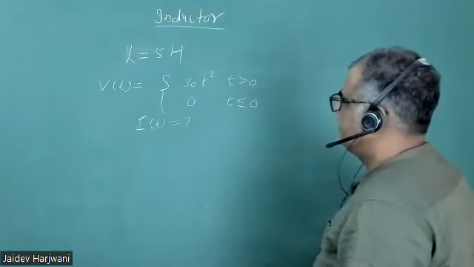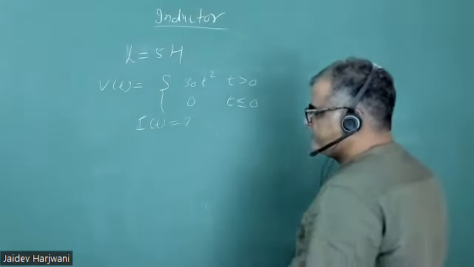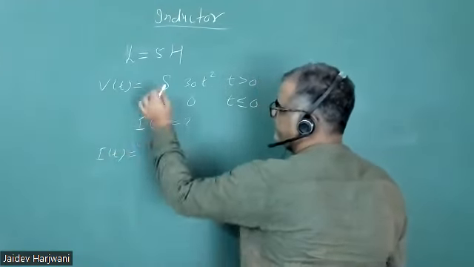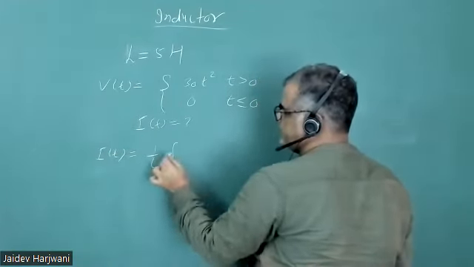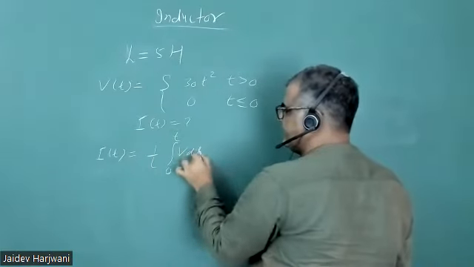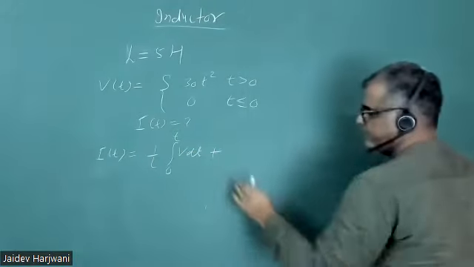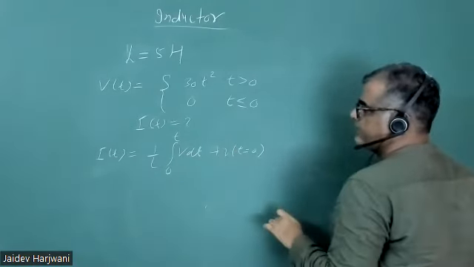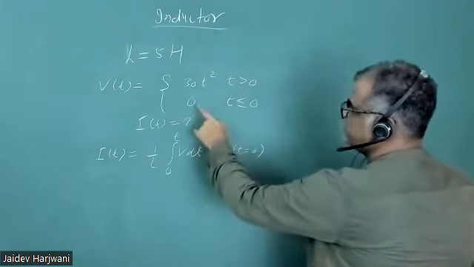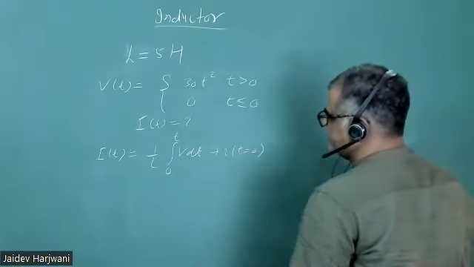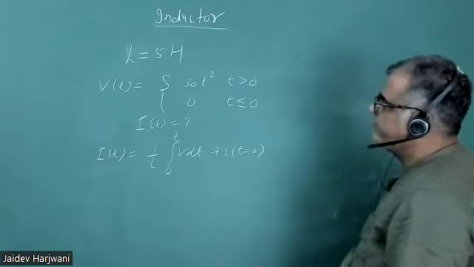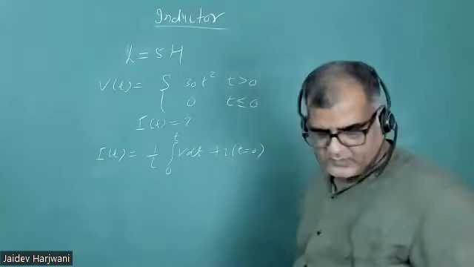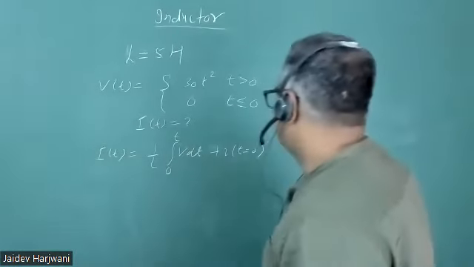So what is the formula? The formula is I(t) is 1 upon L integral from 0 to t of v dt, plus I at t is equal to 0 time. Okay, so at t is equal to 0 time, it is given V(t) is 0. So if V(t) is 0, so I can write what? The current is also 0. There is no current in the circuit.